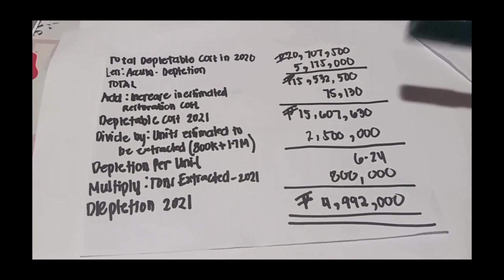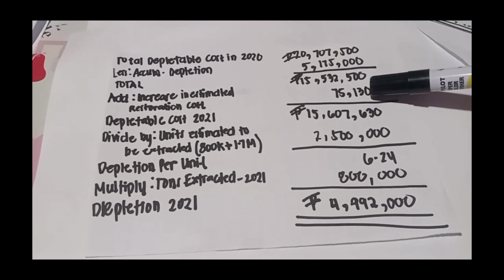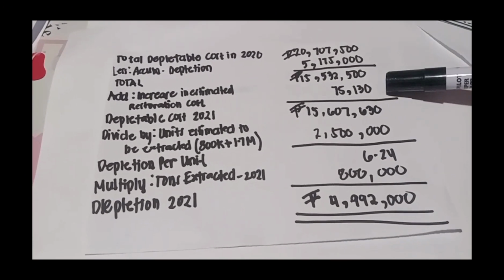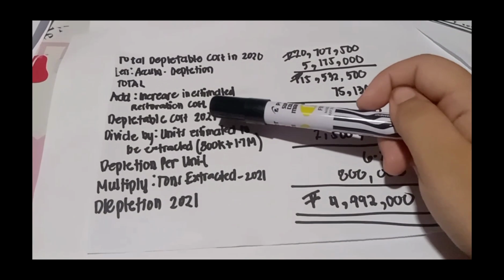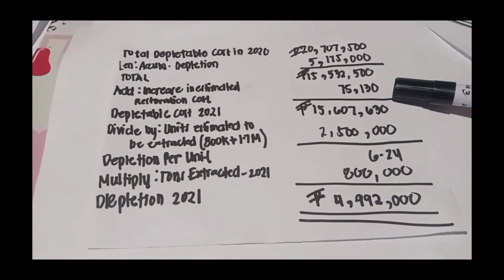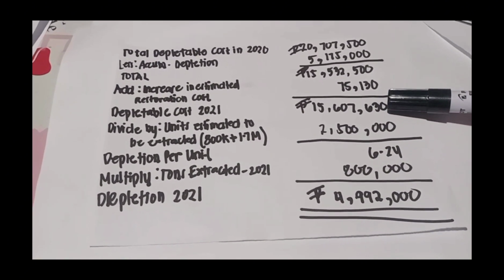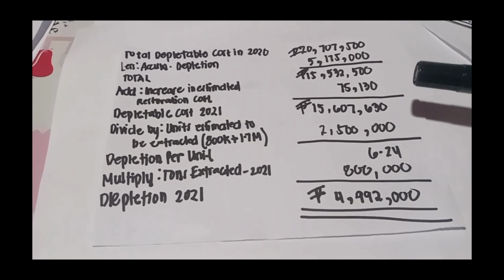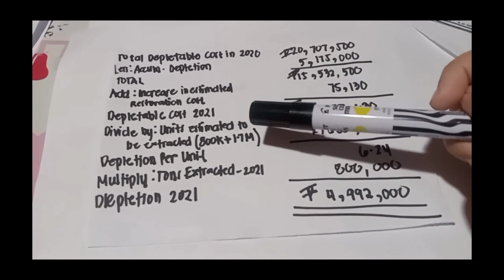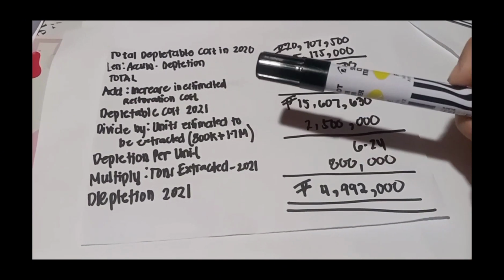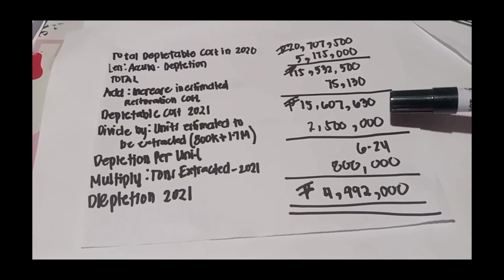i-add ang estimated restoration cost ni-compute sa depletion. So atong i-add ang 75,130 sa 2020, na 2021 na tay depletable cost na 15,607,630. So ikuha na pod nato ang depletion per unit. Atong i-add una ang tons extracted og estimated tons remaining na 800k og 1.7 million. So naa tay units estimated to be extracted na 2.5 million.